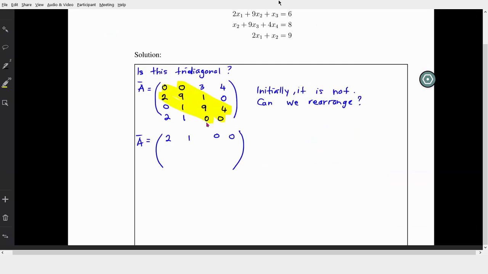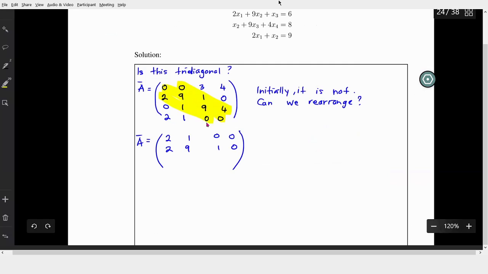And then in the second row, we should have the element. In the second row, the first element should be there. Second element should be there. The third element also should be there. So the rows that satisfy those conditions are 2, 9, 1, 0.